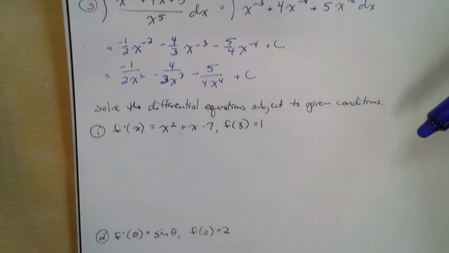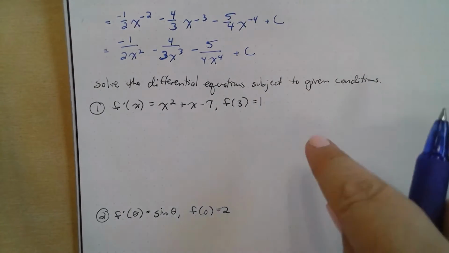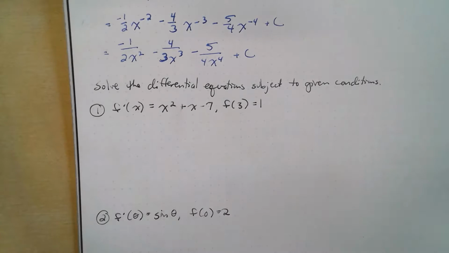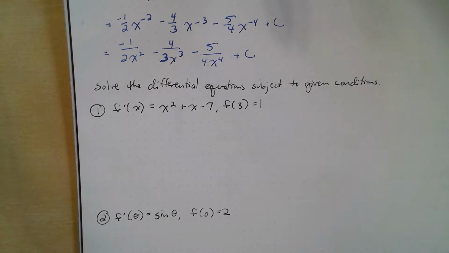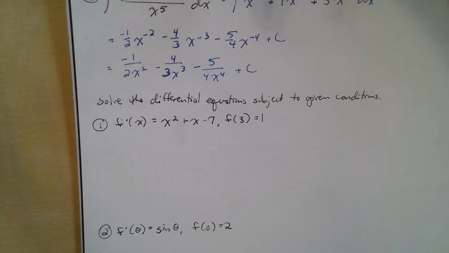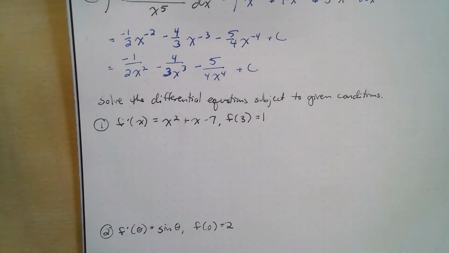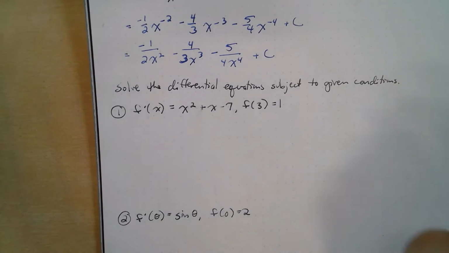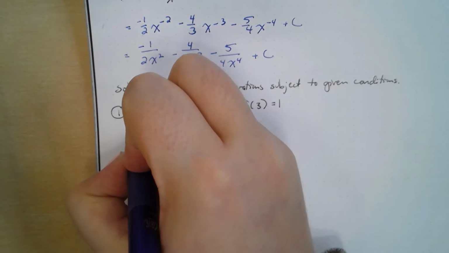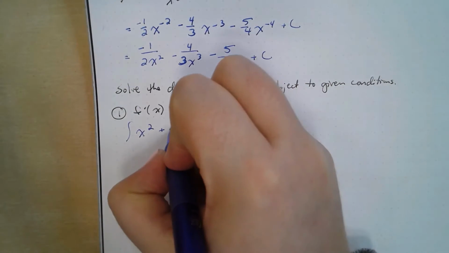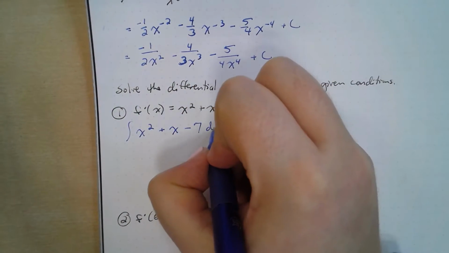But we can actually solve differential equations that are subject to given conditions. Sometimes you actually have to solve for c. So here we are given f prime of x is equal to x squared plus x minus 7, and f of 3 is equal to 1. And we actually want to find what that is. So we're going to take the integral of x squared plus x minus 7 dx.